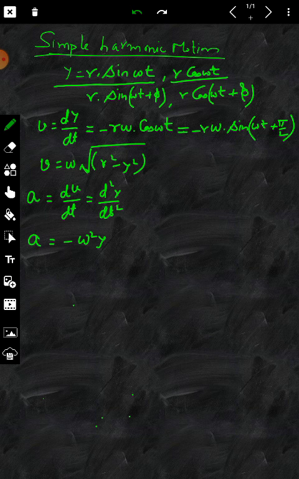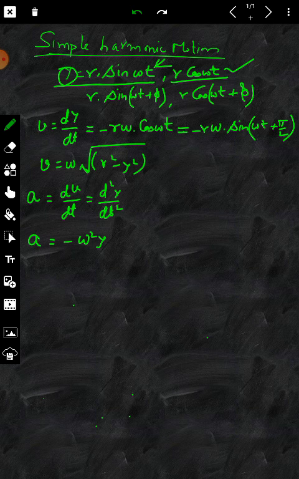So what will be the displacement? It will be y. It will depend upon the time at which we are measuring or calculating the displacement. So either it is represented as r sine omega t, which is the projection of uniform circular motion on the y-axis, and this is along the x-axis.